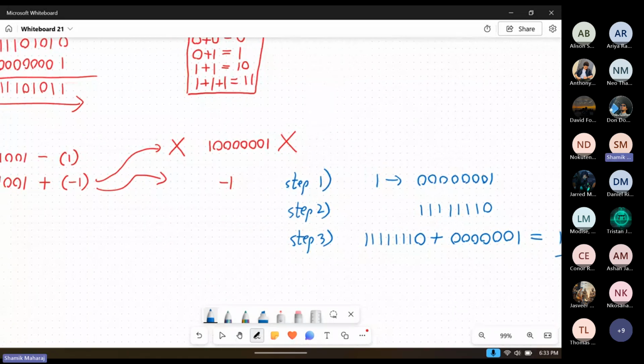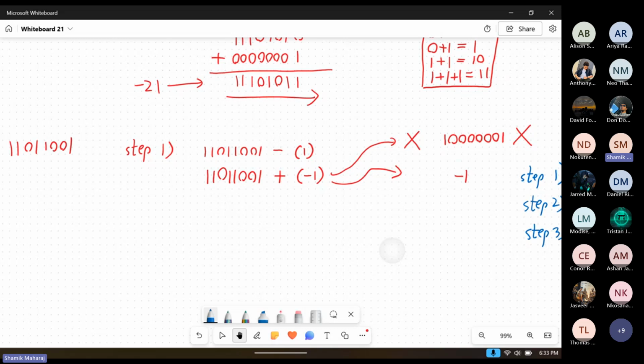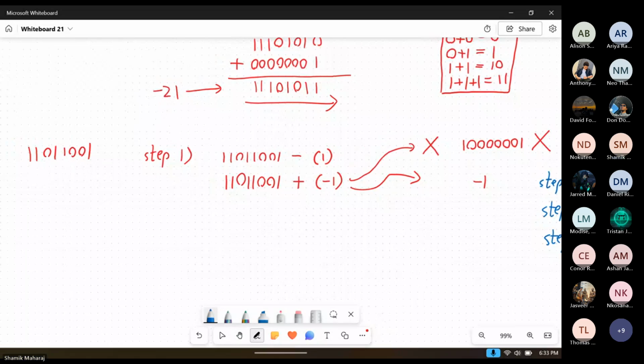Okay, so I'm going to bring that back here to our step 1 for converting a 2's complement binary number back to decimal. So I can see why this would confuse people. But anyway, it's good that it's on video.